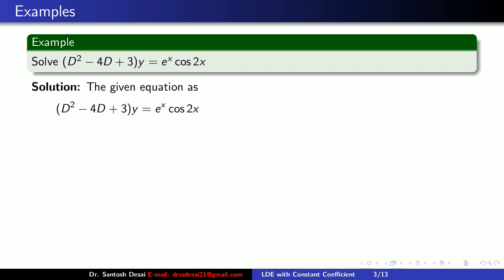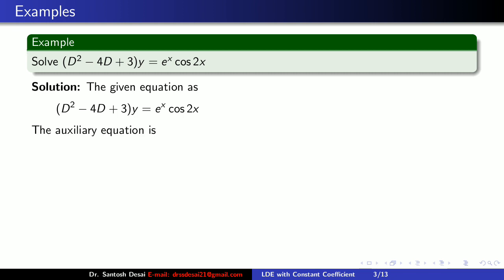So let us consider the first one. Solve d square minus 4d plus 3 into y is equal to e raised to x into cos 2x. So let us take the given equation. It is d square minus 4d plus 3 into y is equal to e raised to x into cos 2x.